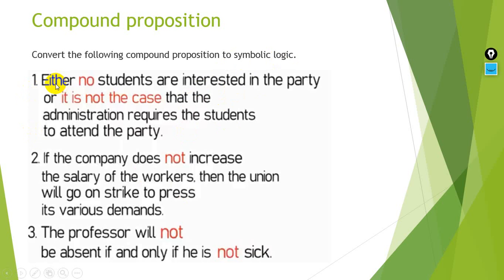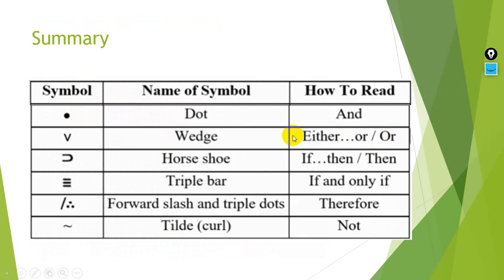Look at this: Either no students are interested in the party, or it is not the case that the administration required the students to attend the party. So look at this, what we have: either... or. So what is this? For either... or, the wedge is used.